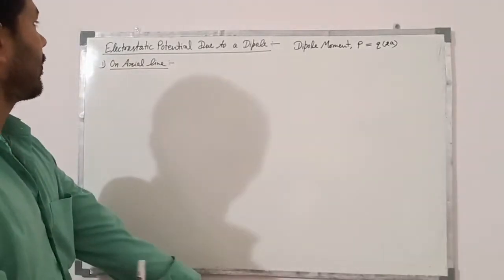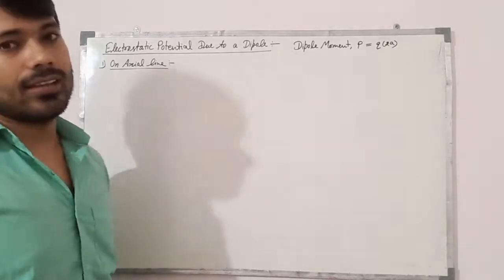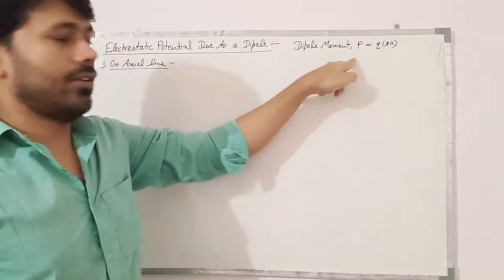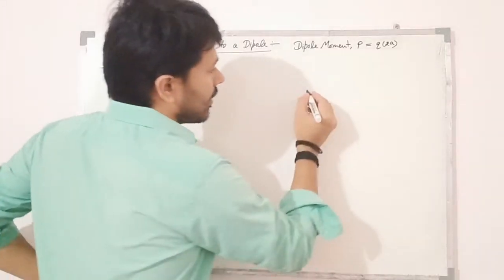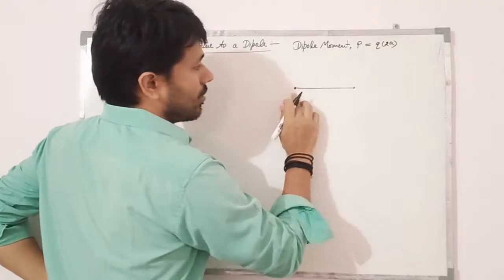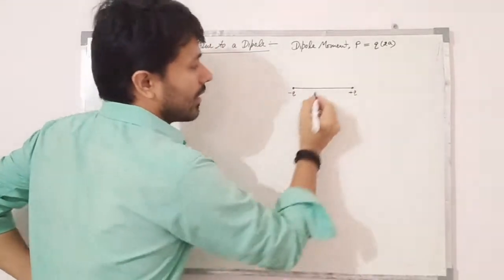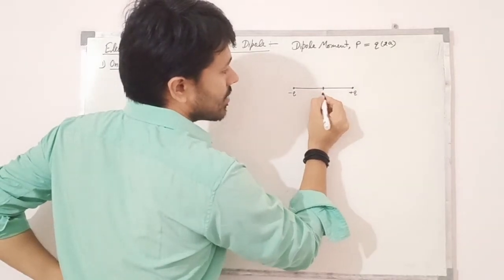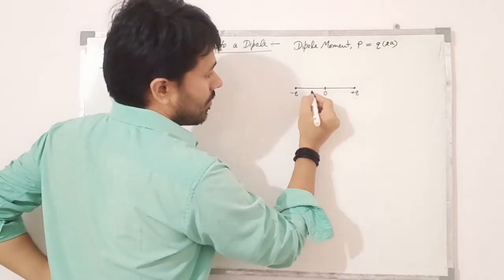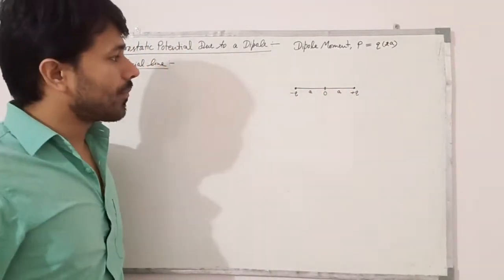Okay students, we'll discuss potential due to a dipole on the axial line, right? And dipole moment P is equal to Q into 2A. We know about it. Let's take a small dipole. A dipole is two equal and opposite charges separated by some distance, and let's say that distance is 2A. This is the midpoint O. If this distance is 2A, then this is A and this is also A, because O is the midpoint.